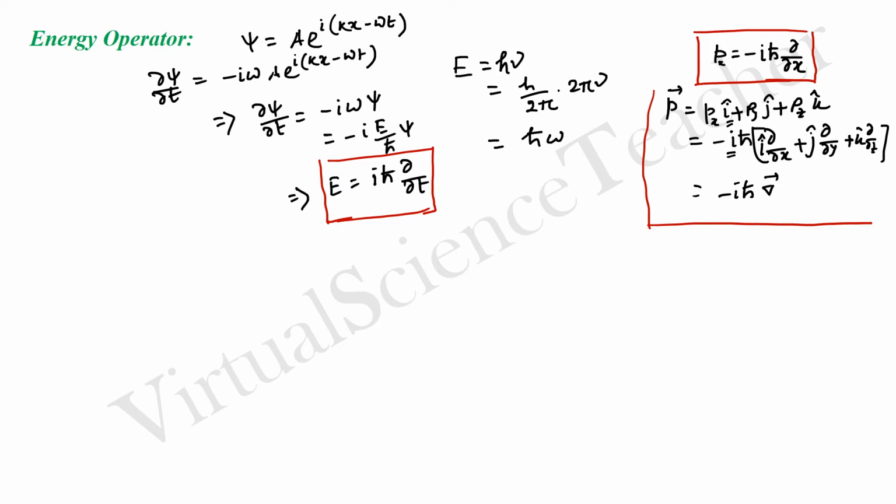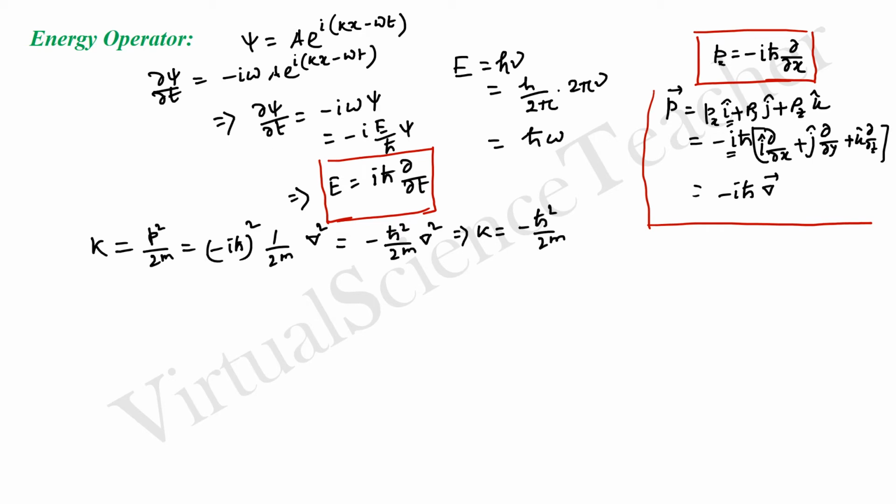So what happens for kinetic energy? Kinetic energy K can be written as P square by 2m. So P equals minus i h cut grad, that means P square is minus i h cut whole square, and 1 by 2m into grad square equals minus h cut square by 2m grad square. That means the kinetic energy operator is minus h cut square by 2m grad square. This is the basic kinetic energy operator.